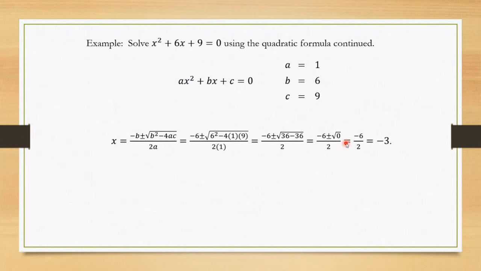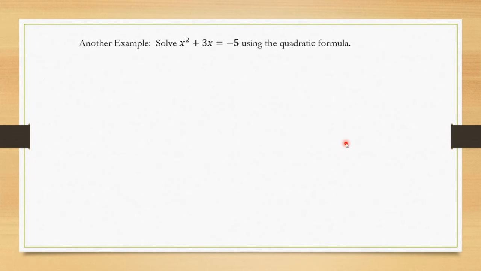That's good. Let's do another one. This one. Now, notice right away, this is not in standard form, right? This is equal to negative 5. We want equal to 0. We don't want the negative 5 here.